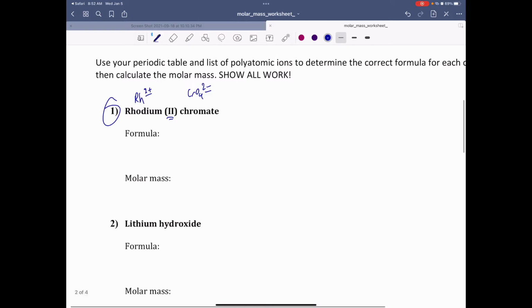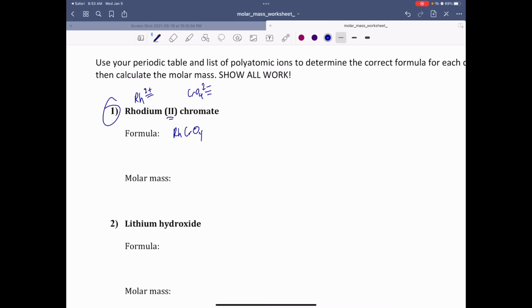Well, notice that they're already 2+ and 2-. They balance out already. So you only need one rhodium to balance out one chromate. So now we just put it all together. It's going to be RhCrO4. All right, so that's how we do it. A single rhodium with a +2 charge will cancel out the chromate because that's got a -2 charge.